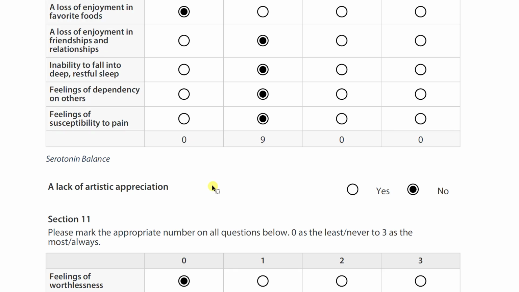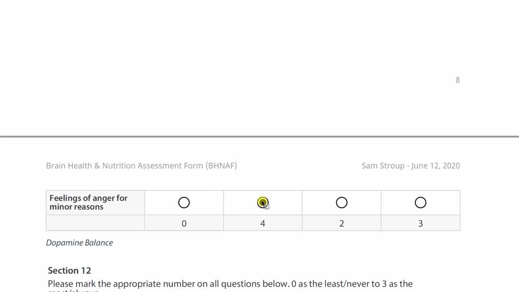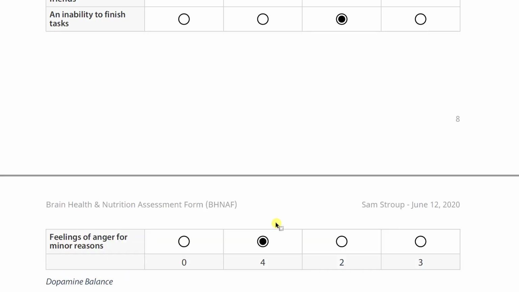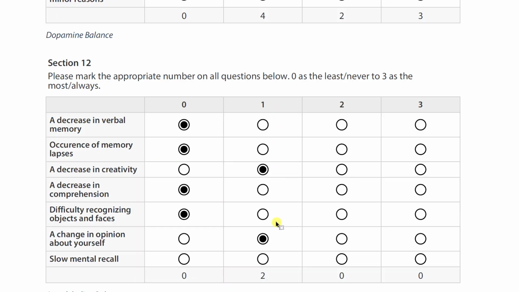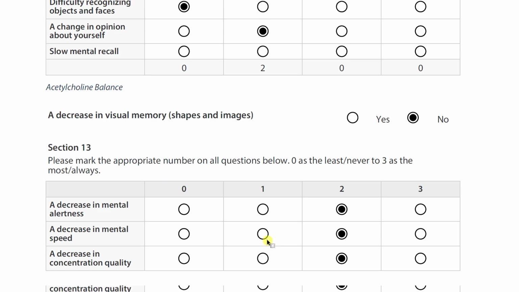Serotonin doesn't seem to be an issue for you. Section 11 here has to do with dopamine balance. So maybe a little bit of moderate dopamine imbalance, based on your presentation, or at least your reporting of your symptoms. Section 12 here is acetylcholine balance.